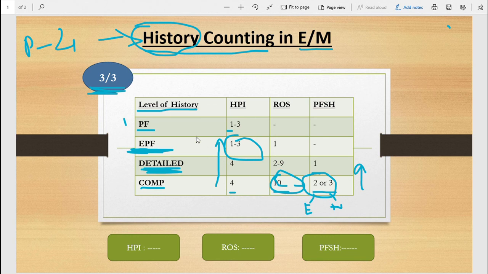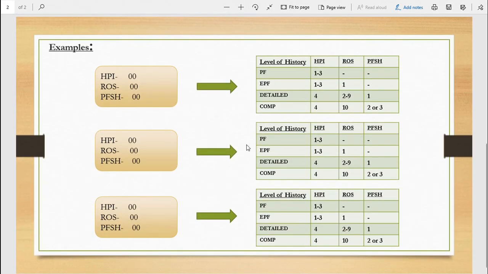Next I am going to explain the same thing with examples so you can understand well. Here I have given three examples. In the first example you can see in the HPI section there are 2 points, in the ROS section 5 points, in the PFSH section 2 points. As I told you, 3 by 3 criteria. We have to be very careful about the 3 by 3 criteria, meaning all three should be met.